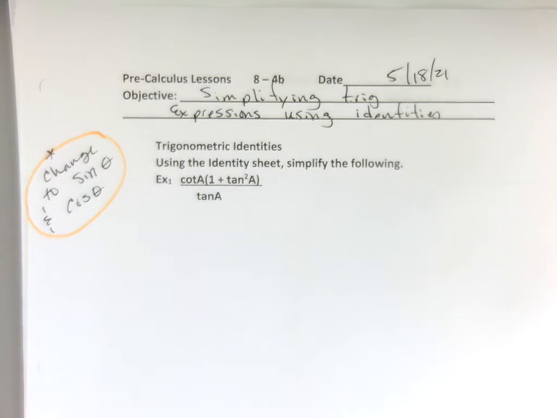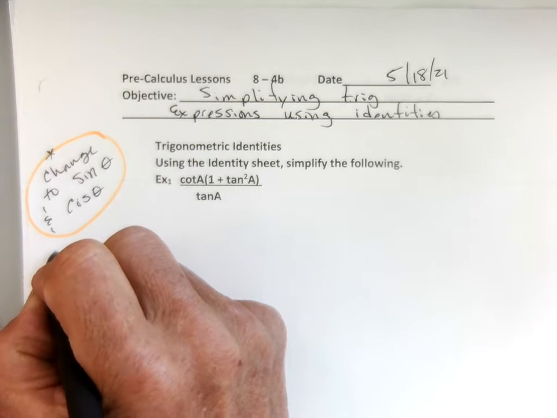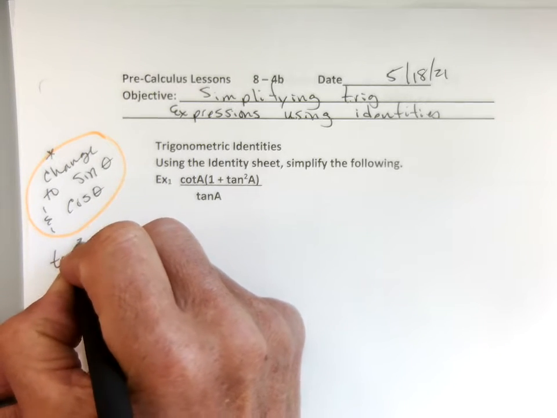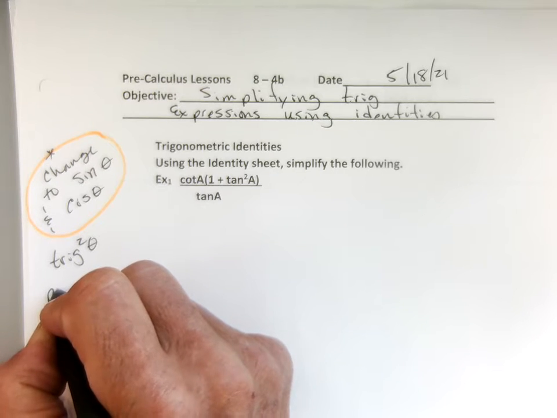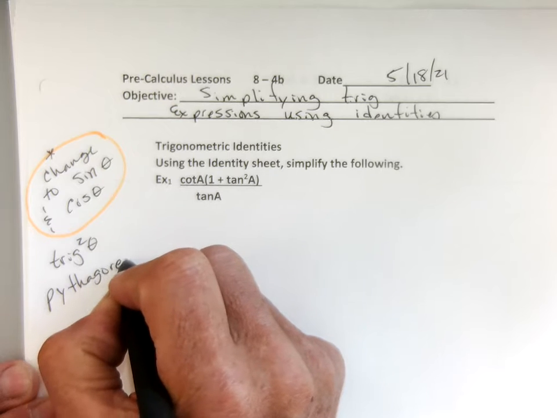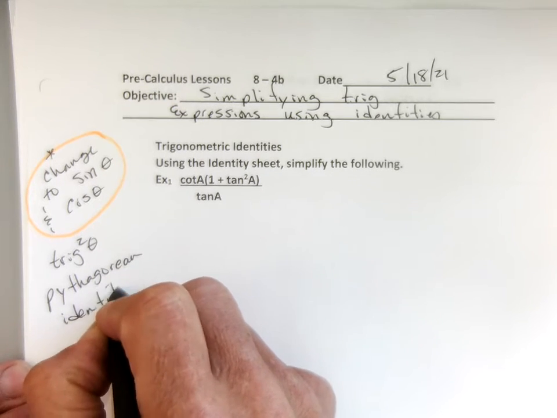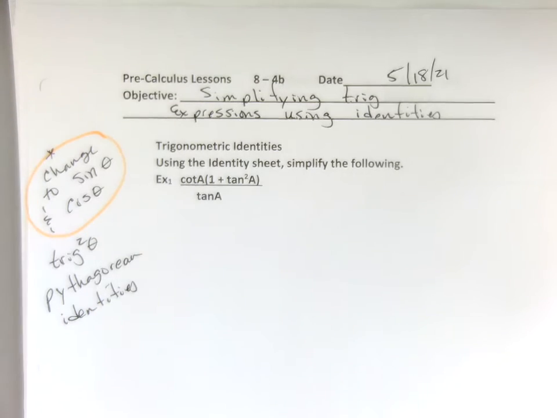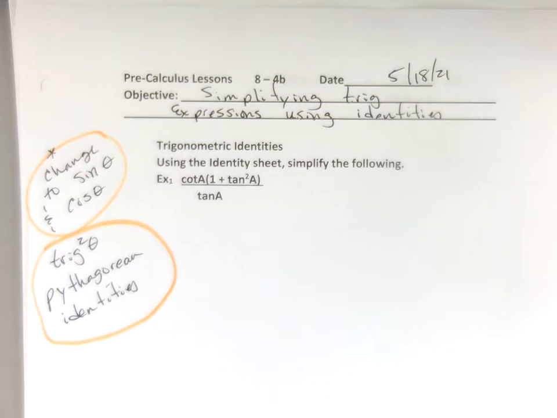And the second hint is anytime I see a squared term, any trig squared of theta, I look for my Pythagorean identities. Okay. That's usually how I tackle these, okay? Because once I get things down to sines and cosines, then things kind of happen for me, okay?